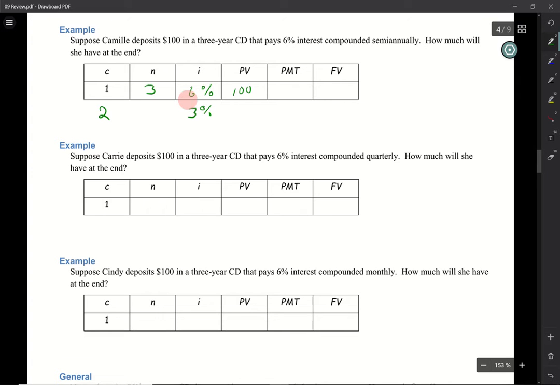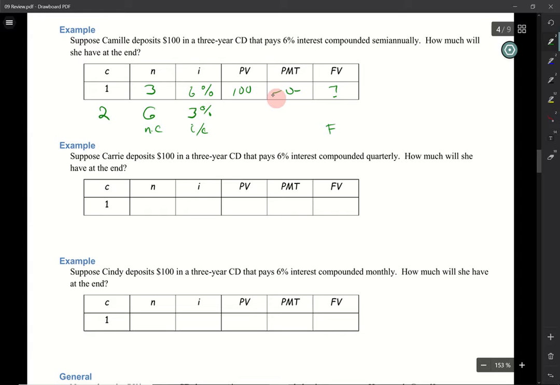Okay. And then the number of compounding periods. Remember, when it was 1 annual period, we went to 2. And so here, if it's 3 and it's compounded twice a year, instead of being 3, it's going to be 6, right? So this is really n times c, and this is really I divided by c, right? And then here, there's no annuity amount, and the FV is what we're calculating.